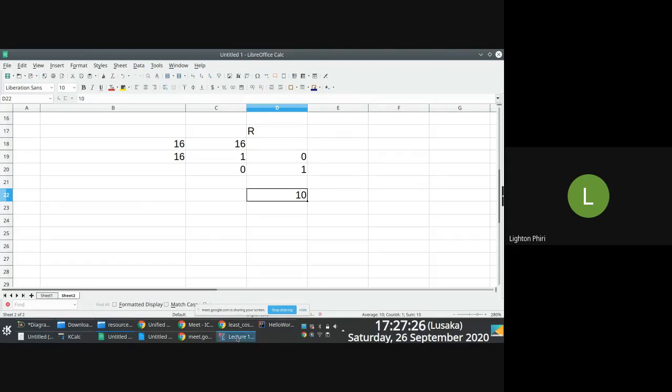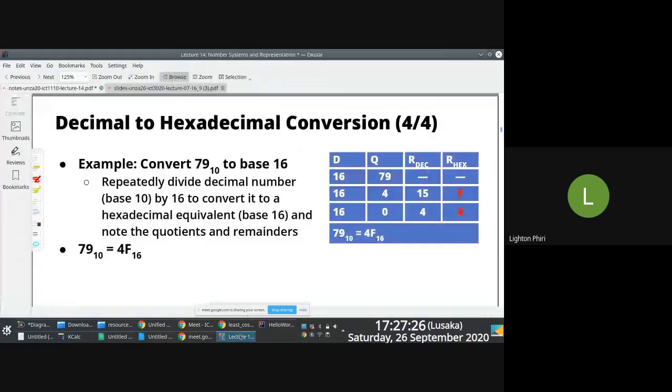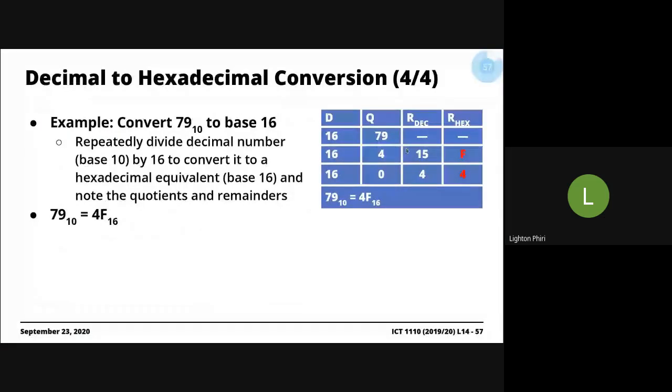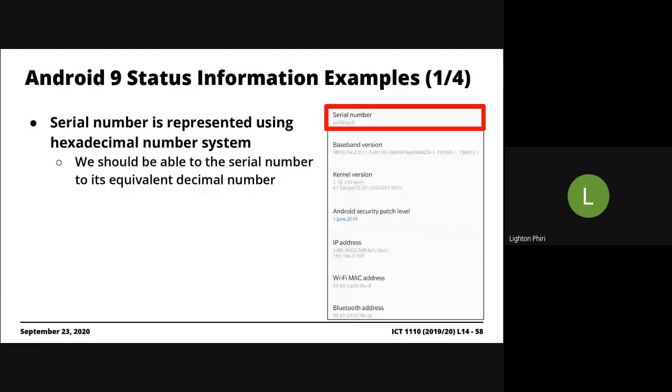All right, so 4F. I'm going to leave you with a few examples here. We won't go through these unless you want us to, but please find time and go through slide number 58. Try and see if you can convert that serial number. I'm getting this from my Android device, by the way. This is a serial number for one of my Android devices: BD565AE0. Assuming this is a hexadecimal representation, what is the equivalent base 10 number? So see if you can work through this.